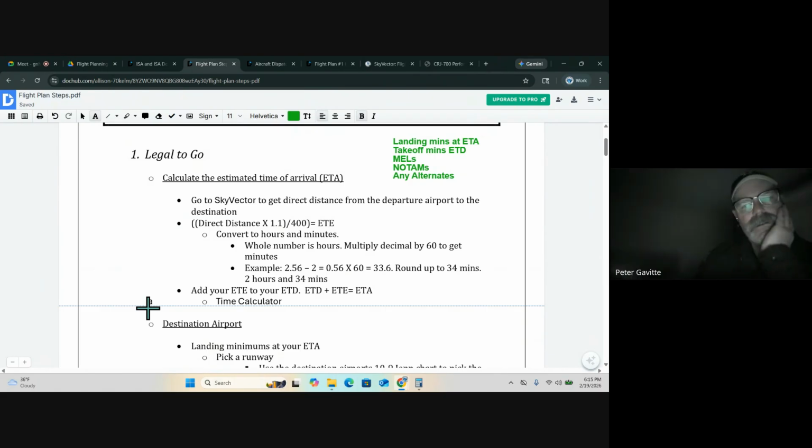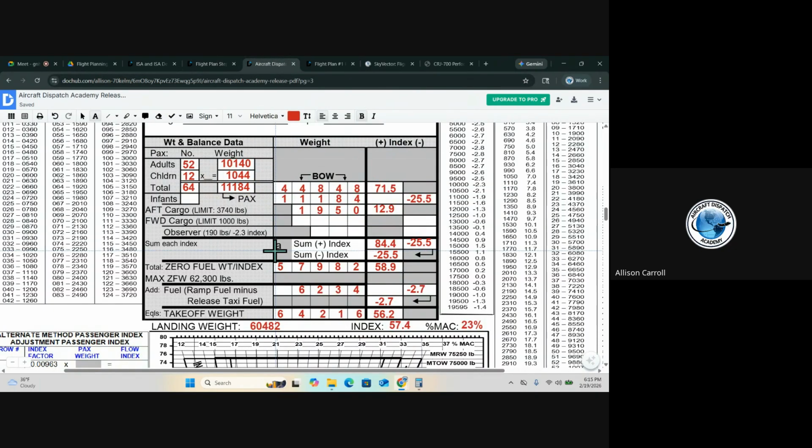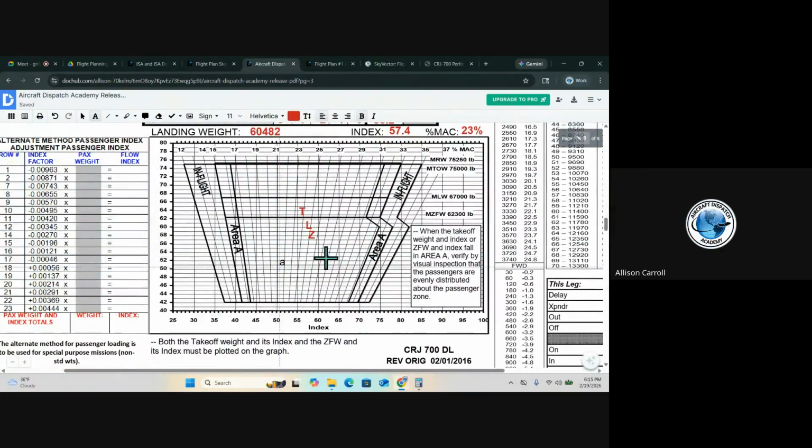Allison, I have a question about the weight imbalance. Okay. What's the note? I think it says like area A on the graph in the box. Okay, so area A, it deals with this note over here.